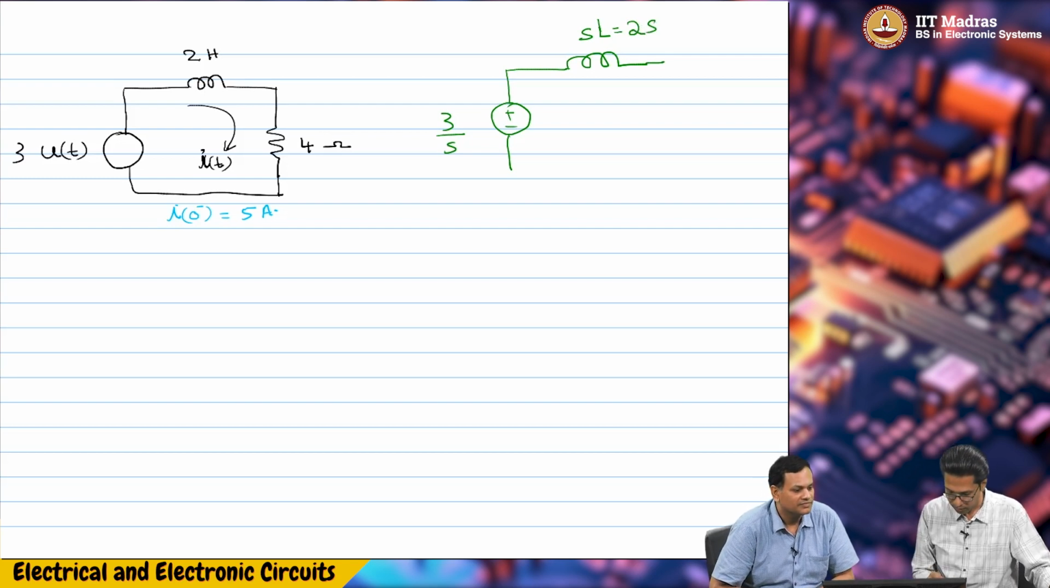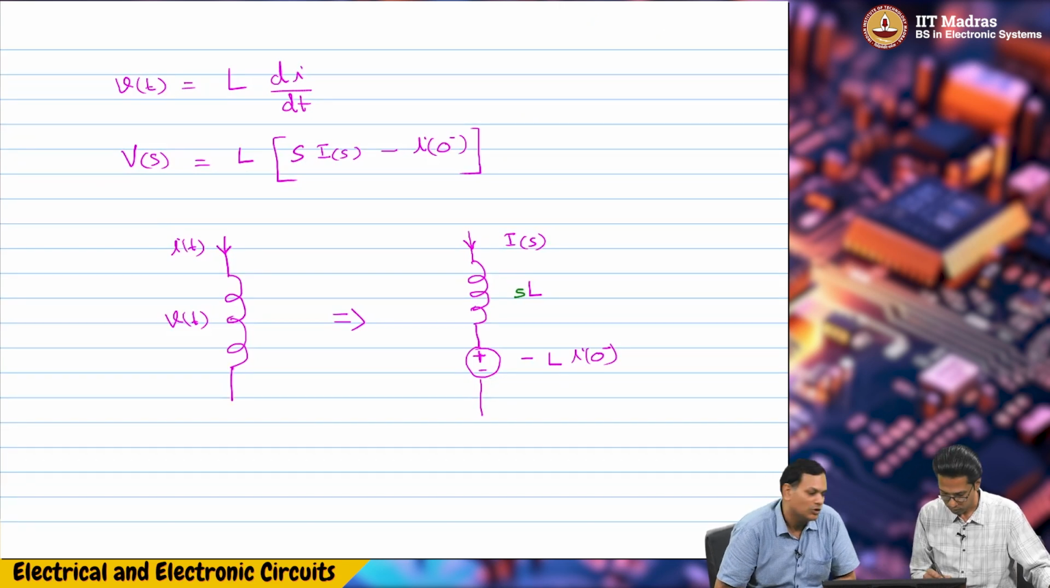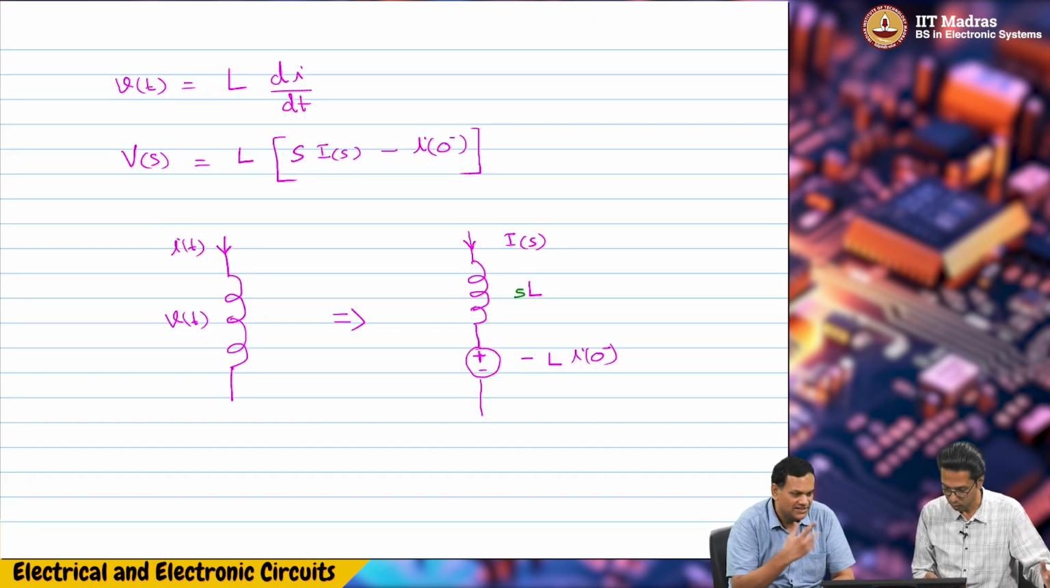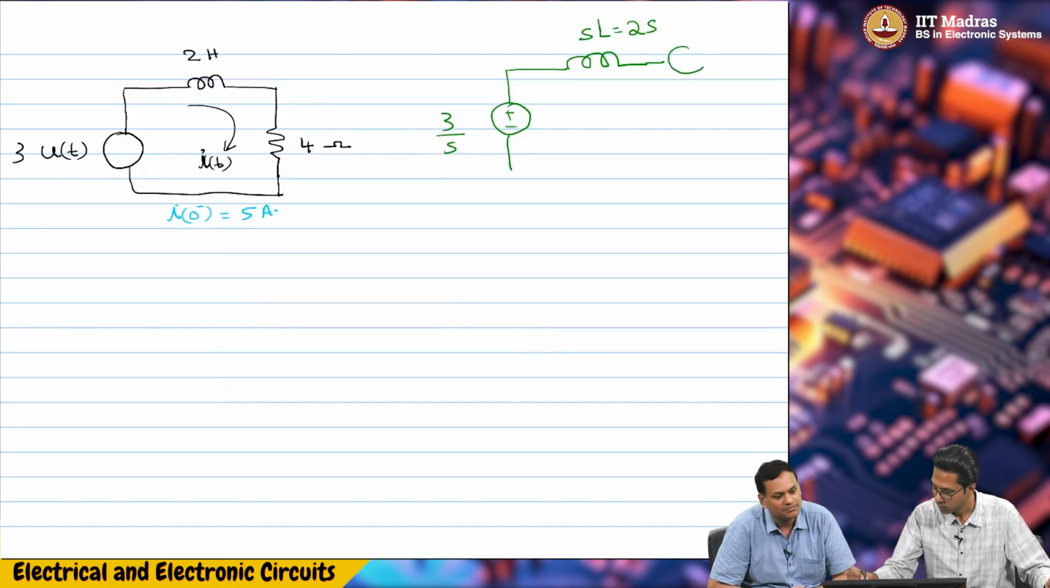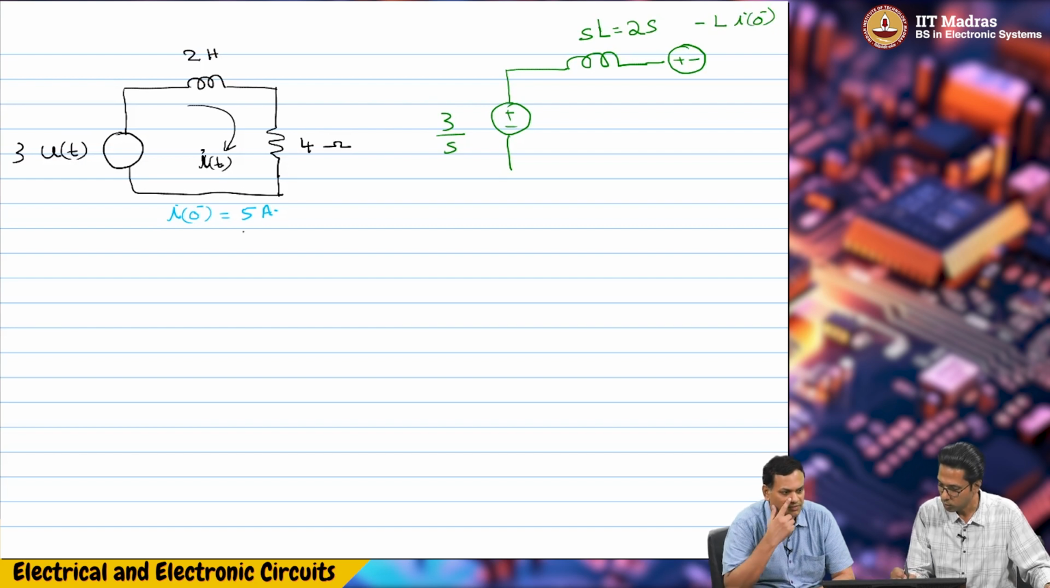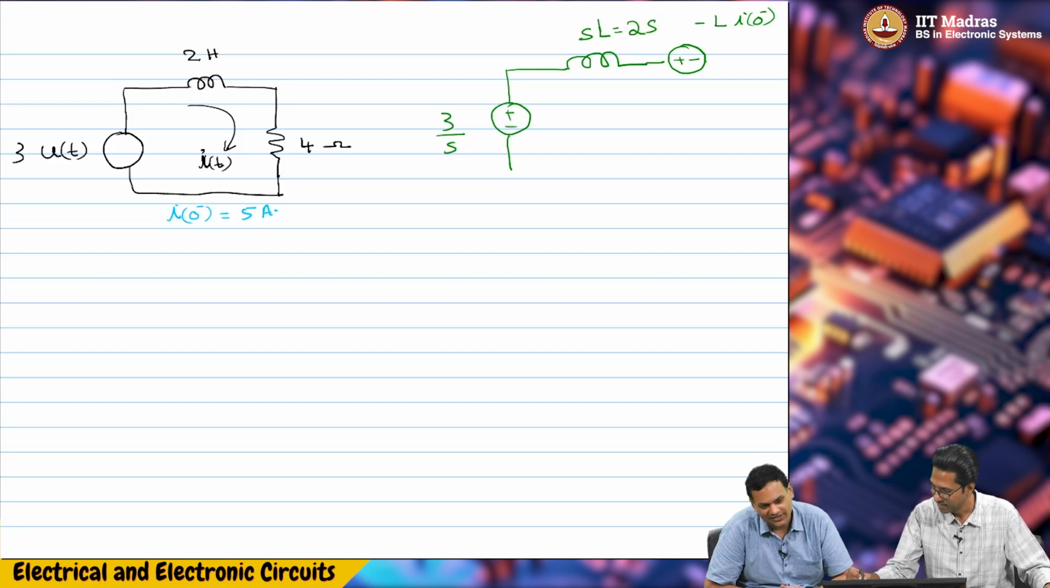Then I need to add something else here, no? A voltage source, which is minus L I0. Minus L times I of 0 minus. So minus L I of 0 minus, which is minus 2 times I of 0, which is 5. Minus 10 volts. Then the resistor, you said I can just place as it is. 4 ohms.